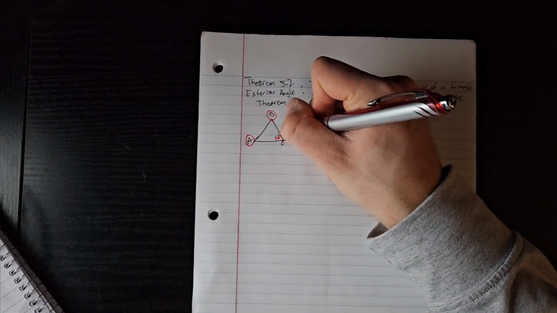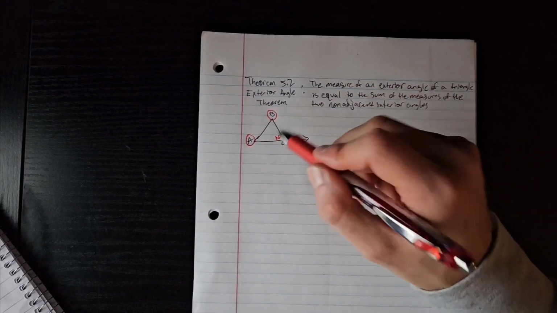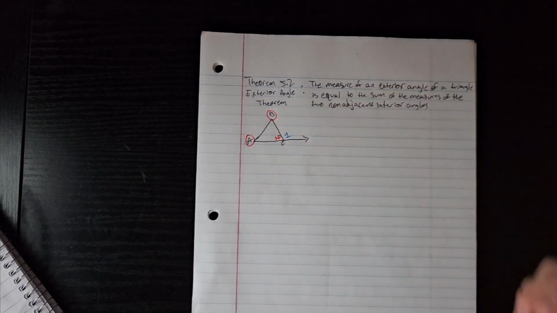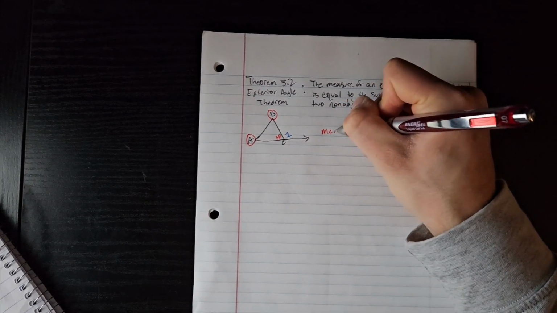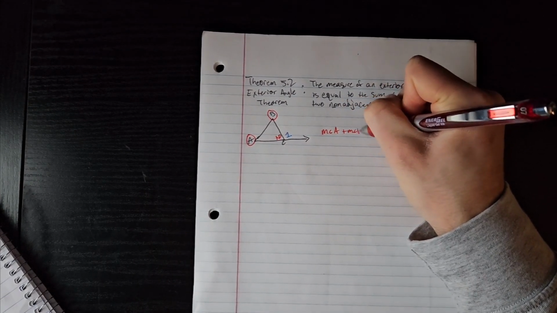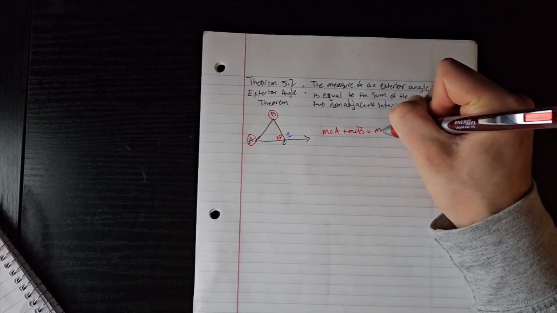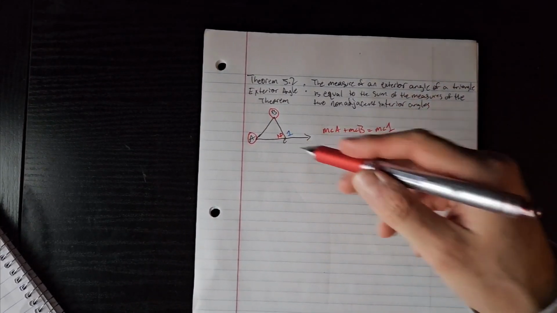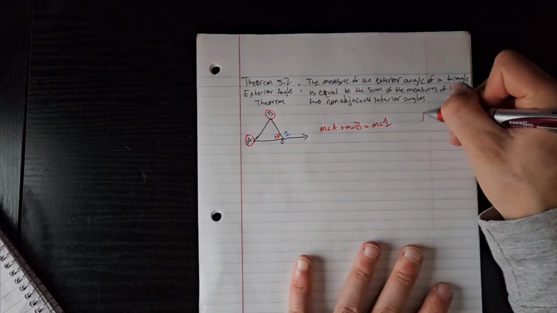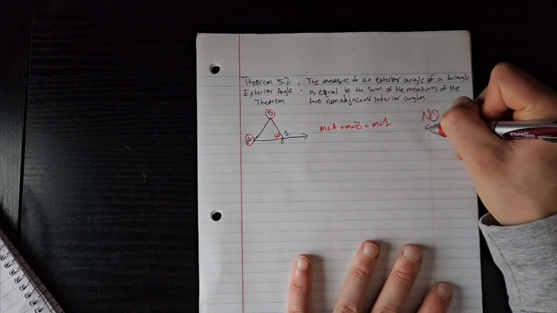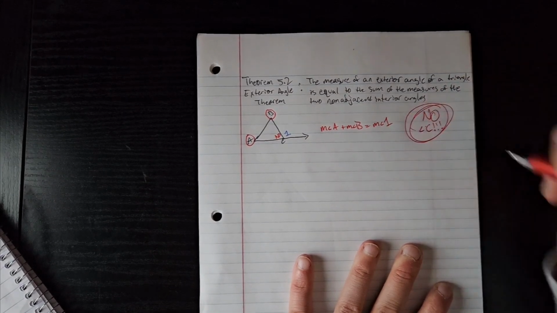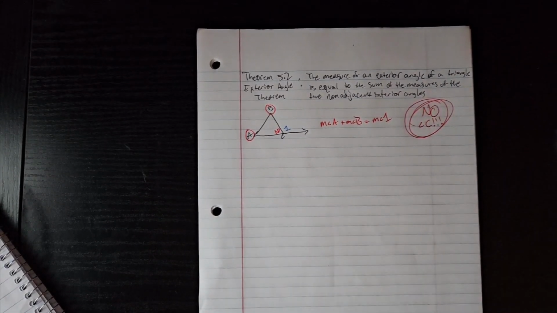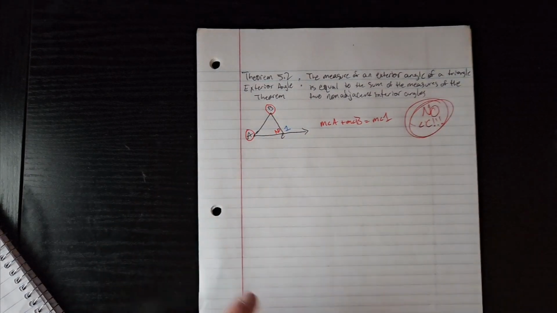Not angle C. No, bad. No angle C. But angle A and angle B, yes, we like that. So that means the measurement of angle A plus the measurement of angle B will equal the measurement of angle 1. No C. I'd circle that one for you guys. Do not use angle C. It's the ones that are not next to it.